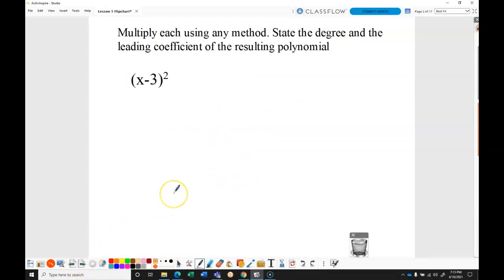Okay, so for the next one, it says multiply using any method. And I see that I have a square. So I'm going to use the binomial square theorem here. If you recall, that says if I have something that I'm squaring like that, then it's going to equal a squared plus 2ab plus b squared. Okay, so I'm going to take my first term and square it. I get x squared. I'm going to take my two terms, which is the a times the b, and multiply them together, and I get negative 3x. But I still have to double that. So that becomes negative 6x.